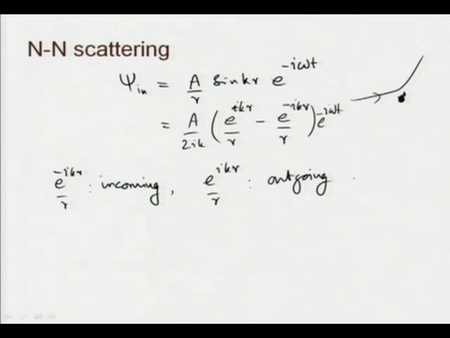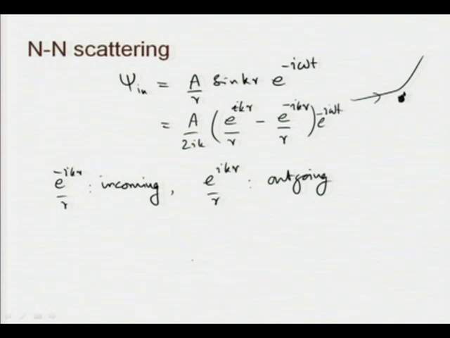We will not go into how exactly we arrive at this conclusion, but essentially we will have to look at the e power I omega t, the evolution of this, and then we will see that from physical arguments we can come to the conclusion that e power minus I k r over r corresponds to the incoming wave, incoming meaning coming towards the center, and e power I k r corresponds to outgoing, going away from the scattering center, so two spherical waves.